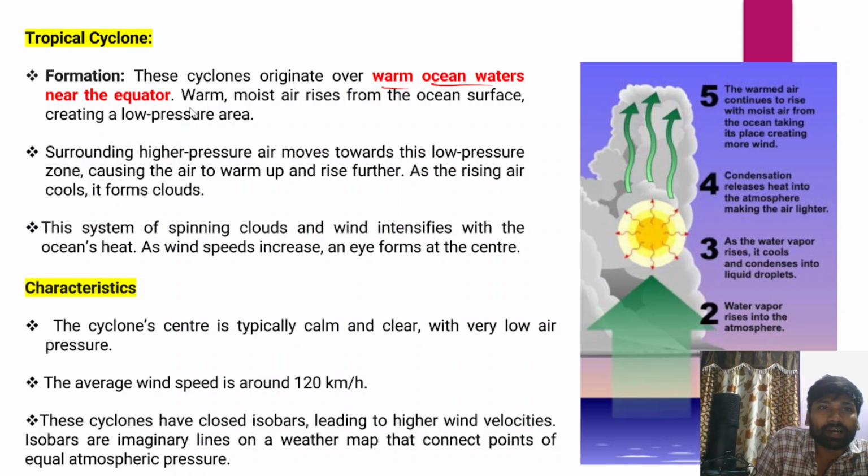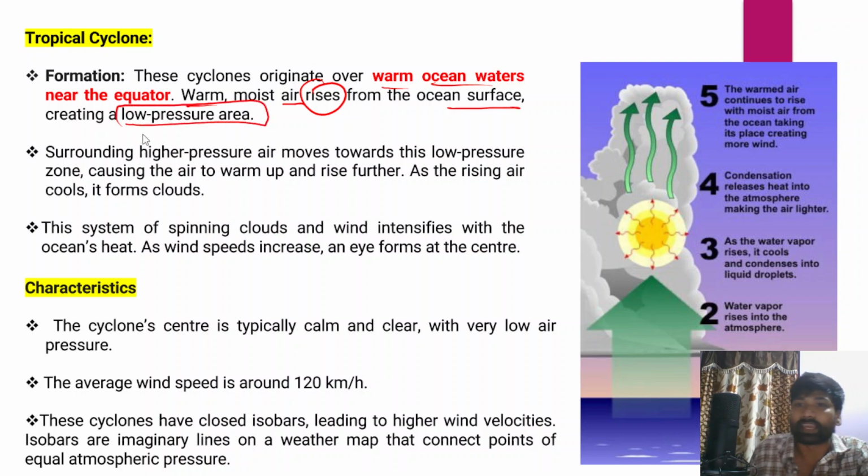Therefore, increasing sea surface temperatures, along with warm and moist air rising from the ocean surface, create a low pressure area. You can see the steps one by one. Warm moist air moves over the ocean because of the increased sea surface temperature, and it will be surrounded by high pressure air, and this high pressure air moves towards the low pressure zone.